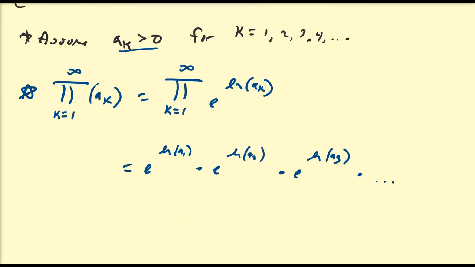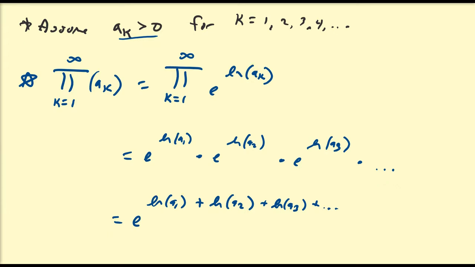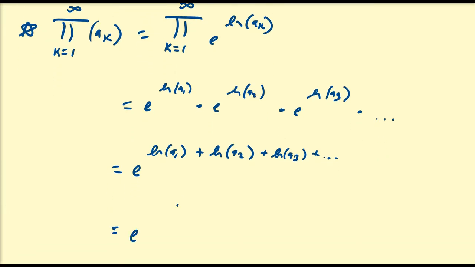We can express this as a sum of exponents, since we're multiplying exponential functions with the same base. So this is the same thing as e to the natural log of a_1 plus the natural log of a_2 plus the natural log of a_3, and so on. So we can express this as e to the sum from k equals 1 to infinity of the natural log of a_k. So under what conditions do we know that this product actually converges?